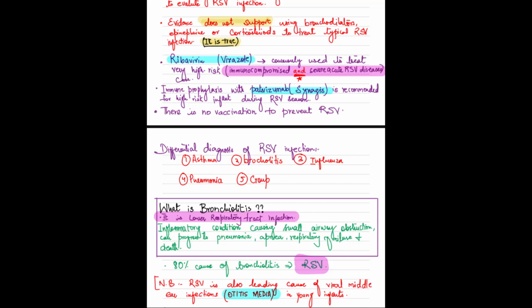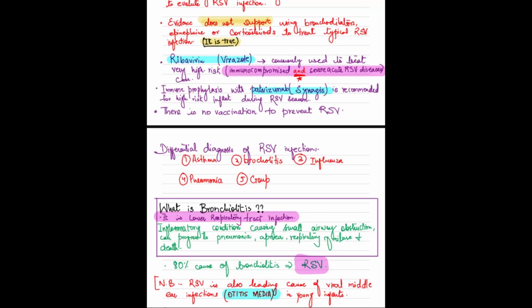What are the differential diagnoses of RSV infection? For example, a child is coming to us, and we name the condition and its infection. So one infection is RSV. What other conditions might we diagnose or label? Asthma, bronchiolitis, influenza, pneumonia, croup. These are all on the list of differential diagnoses. Now, our main target for this topic is bronchiolitis. Let's talk about what bronchiolitis is.